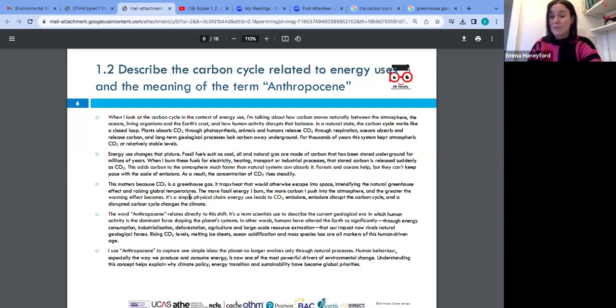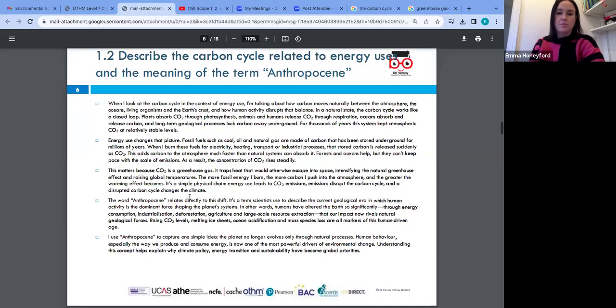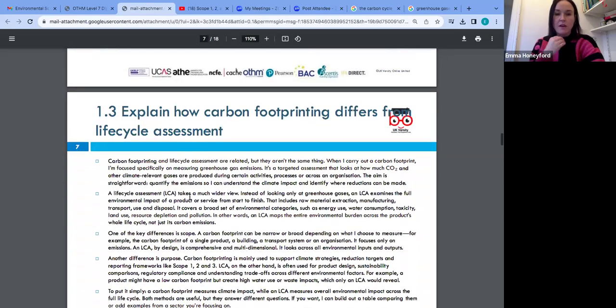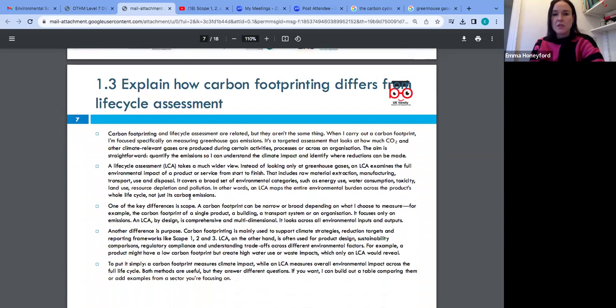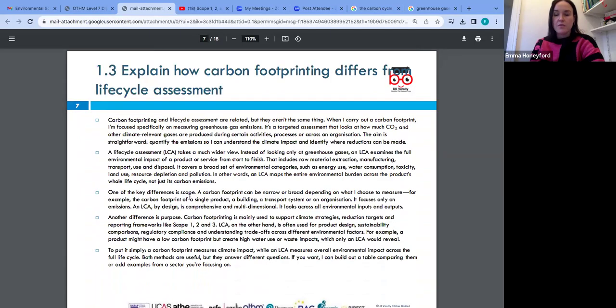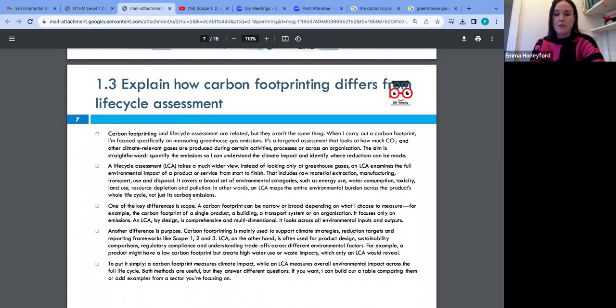drivers of environmental change. So I think once we understand the impact of energy usage and how it contributes to greenhouse gases and climate change, we can start to look at alternative energy use. So understanding this concept helps explain why climate policy, energy transition and sustainability have become global priorities and need to be a priority for organisations as well. Organisations potentially have a massive influence in driving this change.